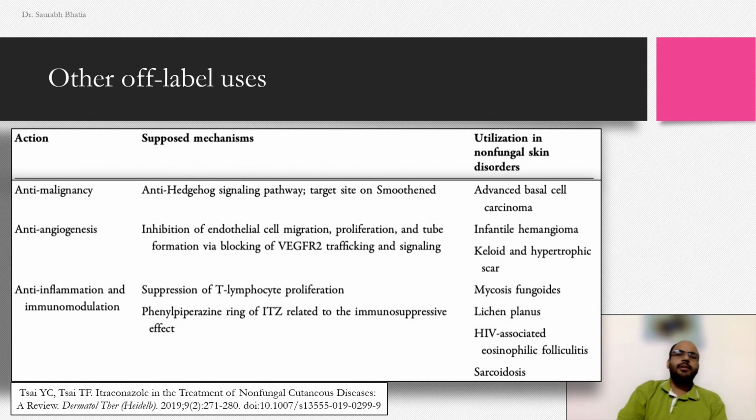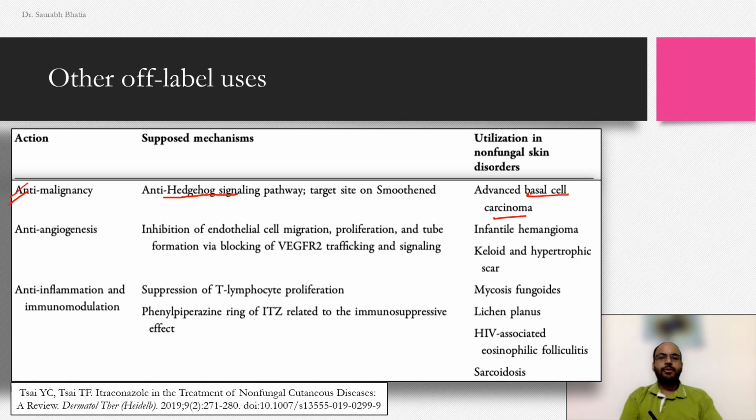Now, coming to off-label uses, when I was researching about itraconazole, I found this good article, which is itraconazole in treatment of non-fungal cutaneous diseases. That means diseases which are not mediated by a fungal infection. And I would request each one of you to go to this article and read it. It's a very interesting article which documents the use of itraconazole in dermatoses which are not fungal in origin. So it has anti-malignancy action by acting on the Hedgehog signaling pathway. And if you remember your pathology or your dermatopathology, the Hedgehog signaling pathway is important for BCC, basal cell carcinoma.